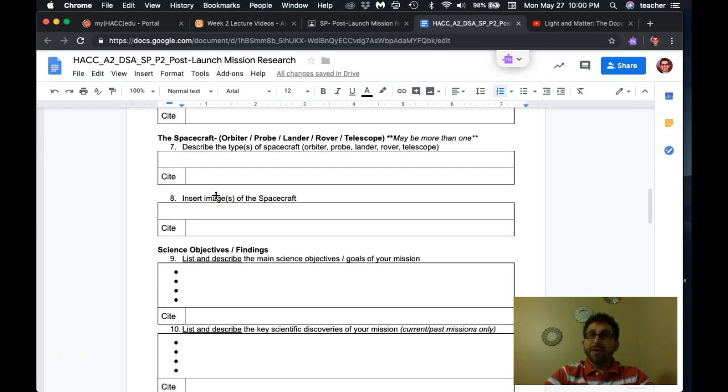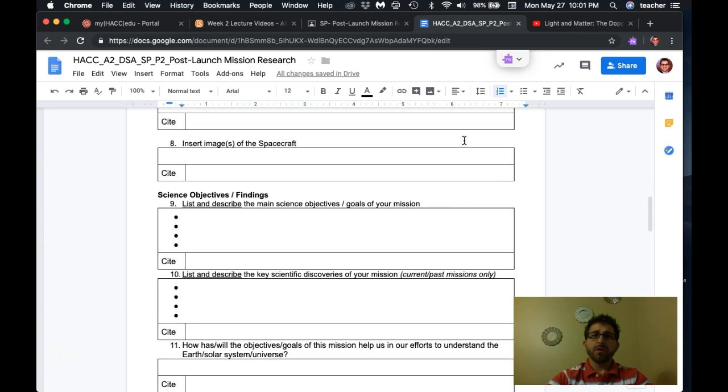List the type of spacecraft you are dealing with. Is it an orbiter? Is it a probe? Is it a lander or a rover? Is it some sort of a telescope? Be careful, as it says here, this may be more than one. Sometimes they had an orbiter and a lander. Sometimes they had a lander and they had a rover. So you want to be as specific as possible, be as detailed as possible here. Remember, this is 25% of your course grade.